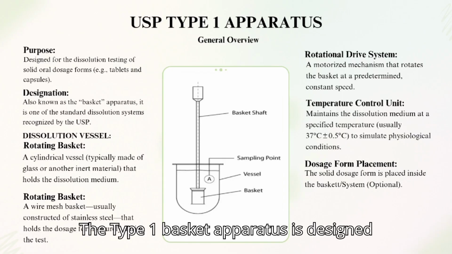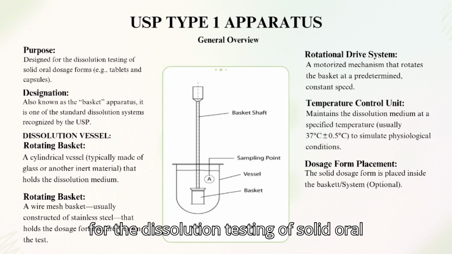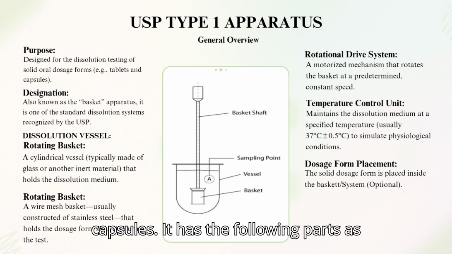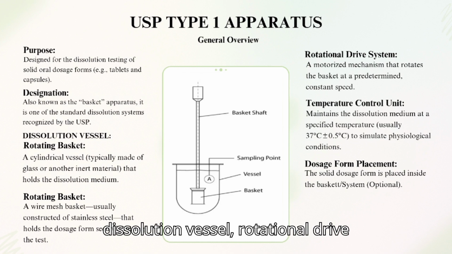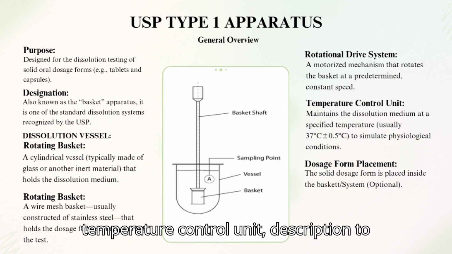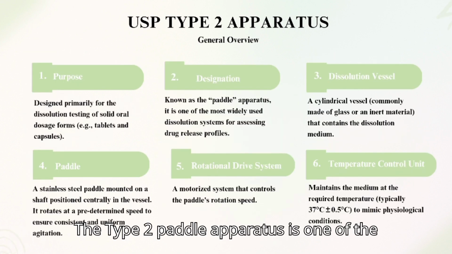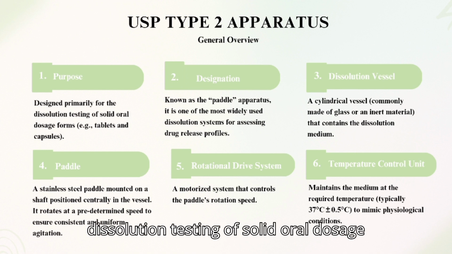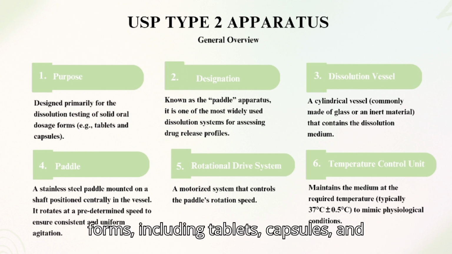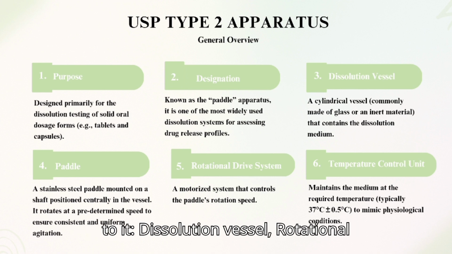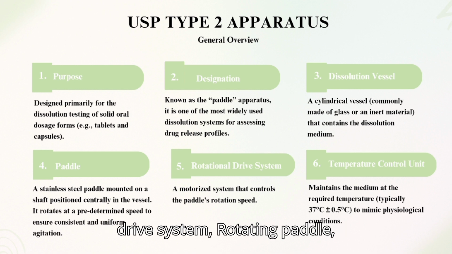The Type 1 basket apparatus is designed for the dissolution testing of solid oral dosage forms, such as tablets and capsules. It has the following parts: dissolution vessel, rotational drive system, rotating basket, and a temperature control unit, description to which is given. The Type 2 paddle apparatus is one of the most commonly used methods for the dissolution testing of solid oral dosage forms, including tablets, capsules, and suspensions. It has the following parts: dissolution vessel, rotational drive system, rotating paddle, and temperature control unit.